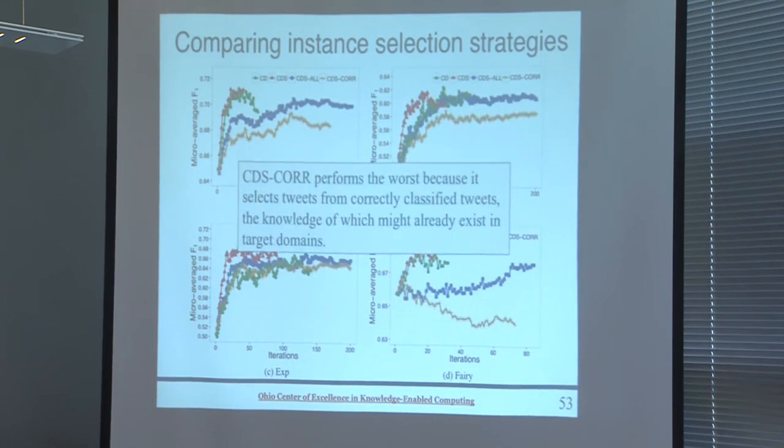And why didn't I select only from the correctly classified ones? Look at the blue one here. This one stands for CDS correct, and it performs the worst among all these strategies.